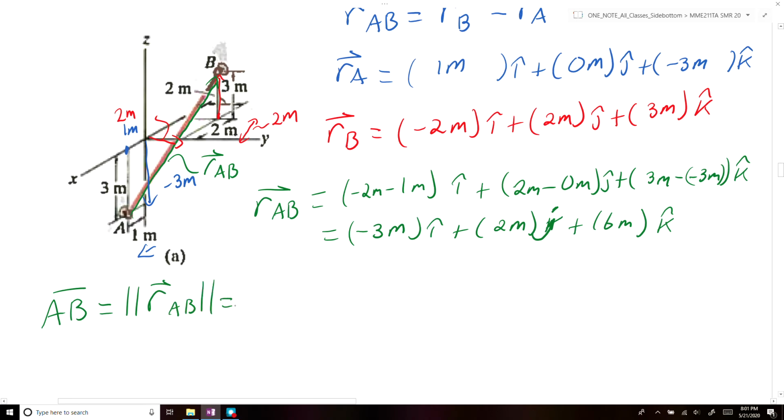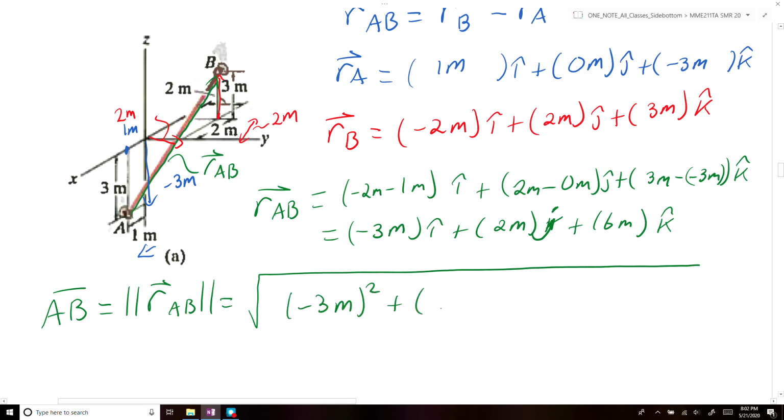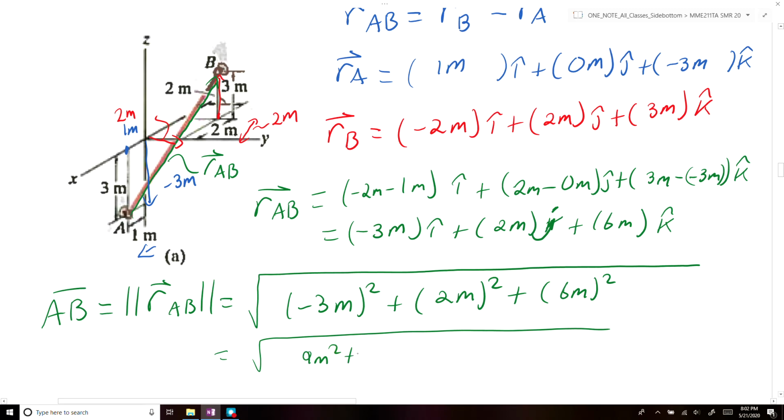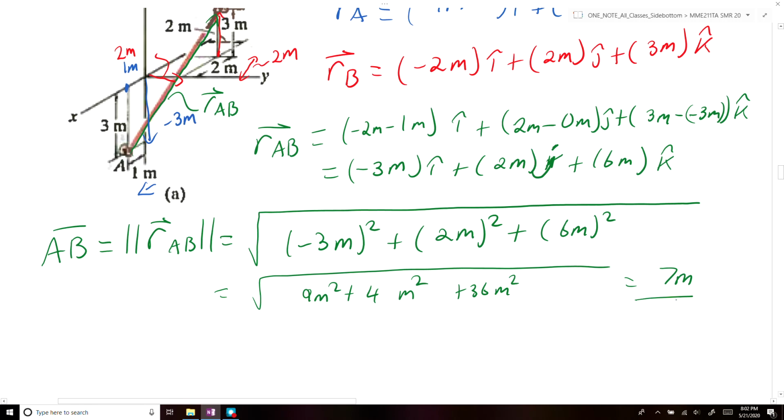To determine the magnitude of any vector, we can use the square root of the sum of the squares. So we're just going to square all the components of our Cartesian vector. If we do all that, we end up with 9 plus 9 meters squared plus 4 meters squared plus 36 meters squared, which is going to be equal to 7 meters in length. Okay, so that's our first thing that we were looking for.